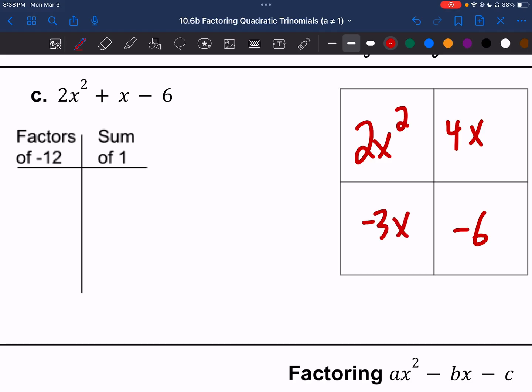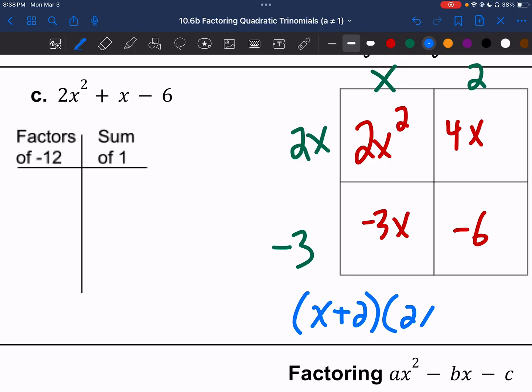All right, now my first row, 2x squared and 4x, common factors 2x. Second row, negative 3x and negative 6, common factors minus 3. 2x squared and negative 3x, common factor is an x. 4x and negative 6, common factor is a 2. So we have x plus 2, 2x minus 3.